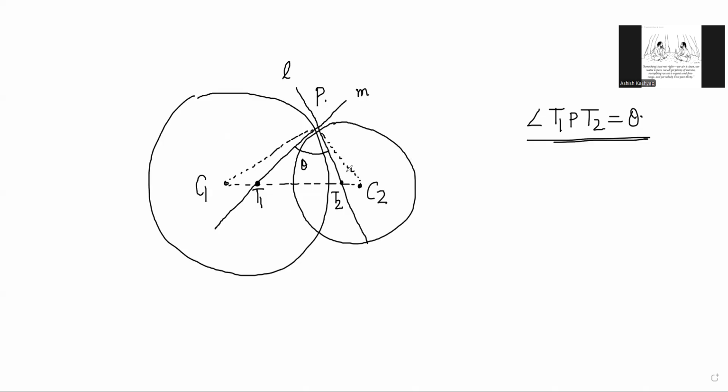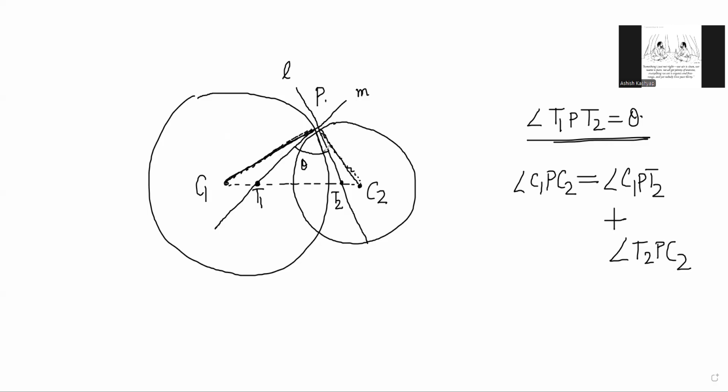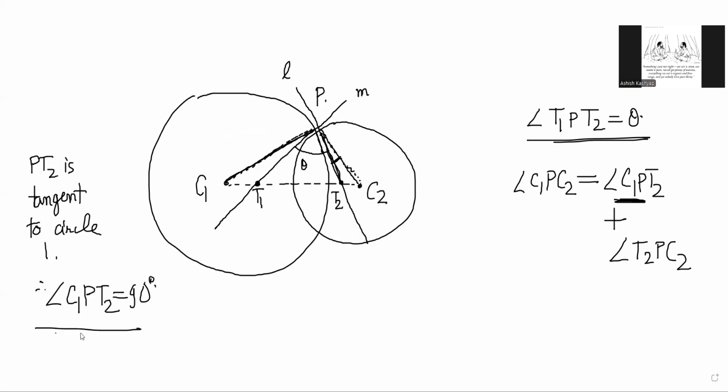If this much is theta, what is angle C1 P C2? C1 to P and then this, right? C1 P C2 will be the sum of the angles C1 P T2 plus angle T2 P C2. So I'm saying it is this from here till here and then this small angle, right? Right. So now, first of all, what is C1 P T2? PT2, if you think about it, is tangent to circle 1. So therefore, angle C1 P T2 is going to be 90 degrees, right? Because it is the line from the center to the point of tangency.